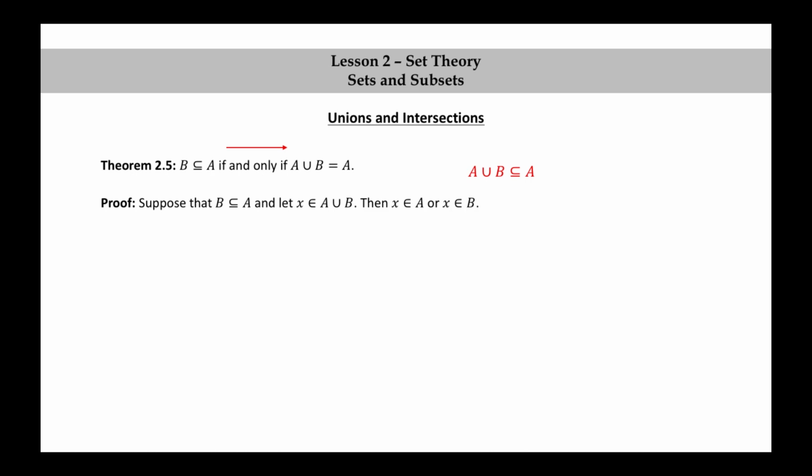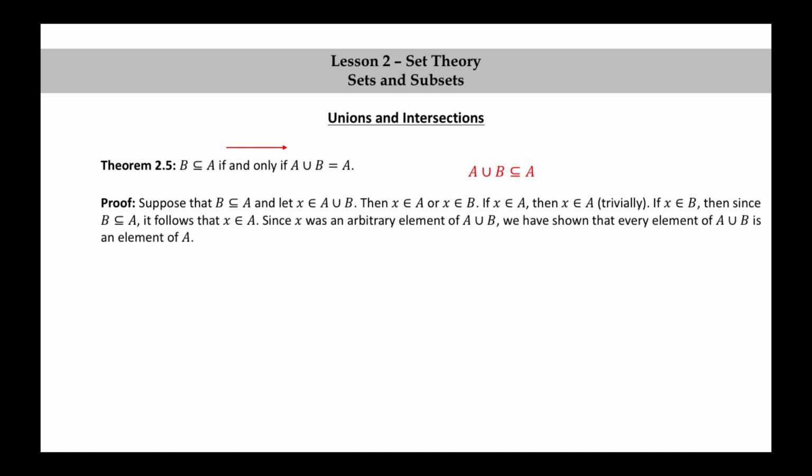Then by definition of the union, x is in A or x is in B. If x is in A, then x is in A, of course, trivially. If x is in B, then since B is a subset of A, that's what we're assuming, it follows that x is in A. Since x was an arbitrary element of the union of A and B, we have shown that every element of the union of A and B is an element of A. That is, for all x, x in the union of A and B implies x in A is true. Therefore, the union of A and B is a subset of A.